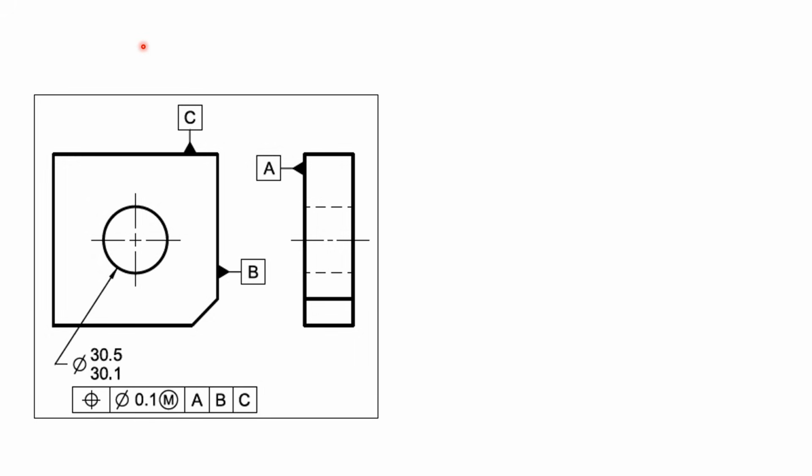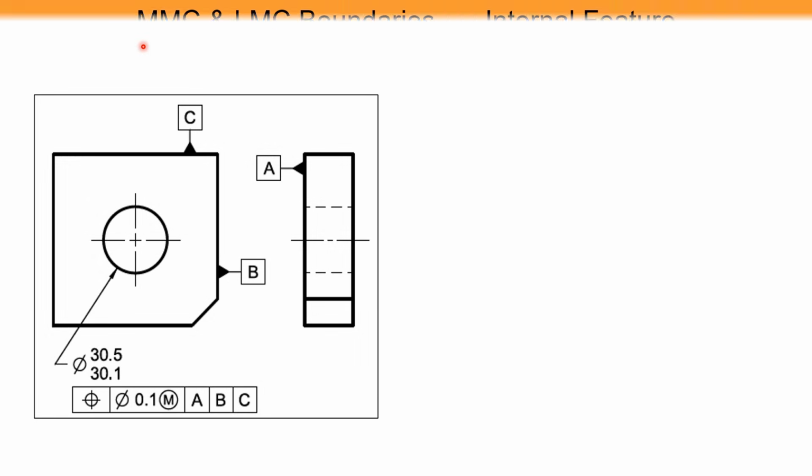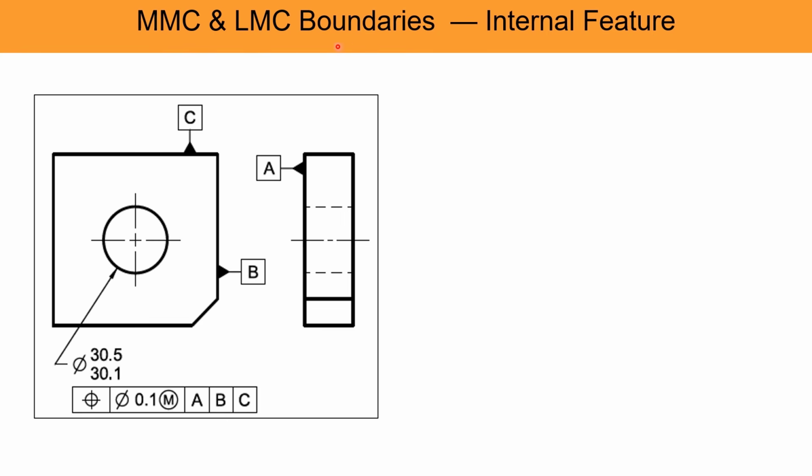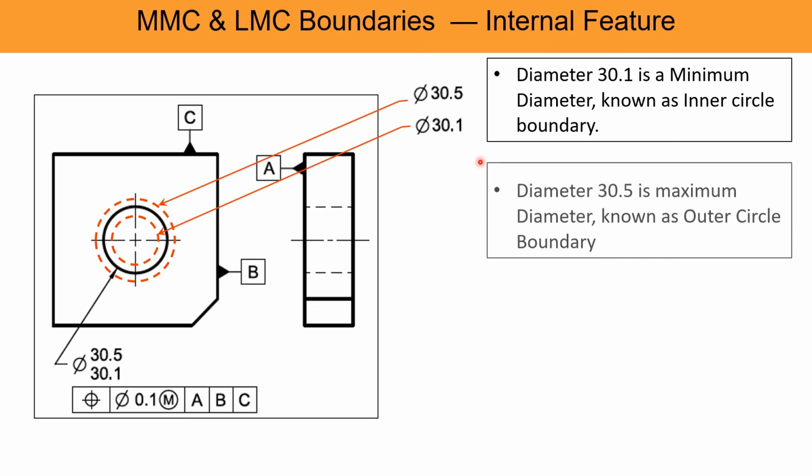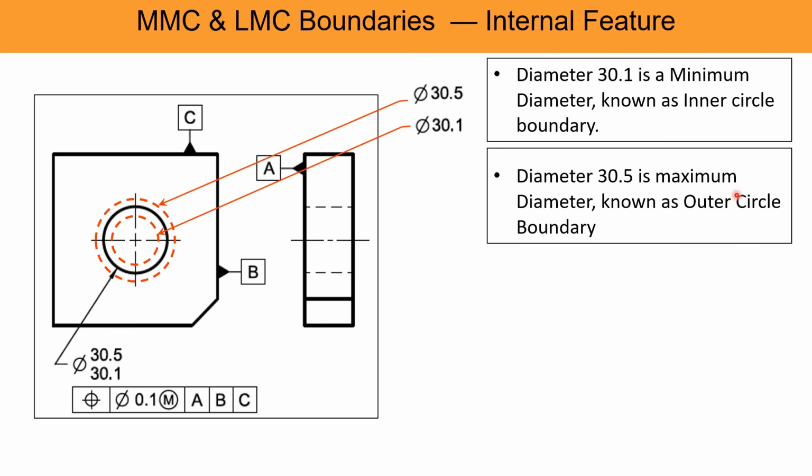Let us understand clearly what the boundaries mean with examples. In the given drawing, an internal feature of size is called out. Limits of size of the hole are 30.1 mm to 30.5 mm. Diameter 30.1 is the minimum diameter, known as the inner circle boundary. Diameter 30.5 is the maximum diameter, known as the outer circle boundary.